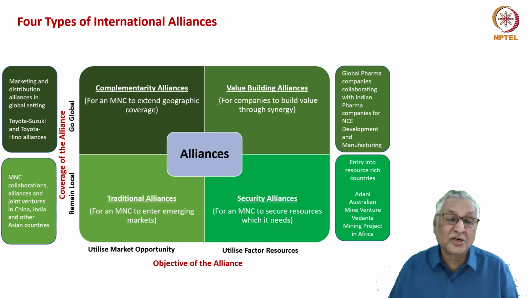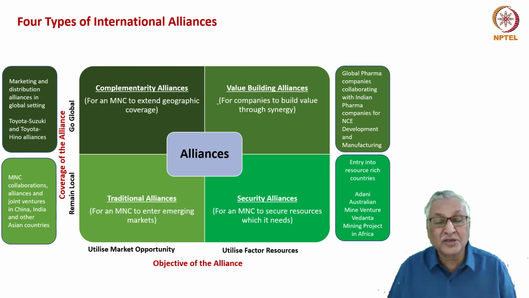Now let's look at a third option, which is the utilization of the market opportunity but on a global scale. And these may be called complementarity alliances. For an MNC to extend geographic coverage, these kinds of alliances will become useful. Marketing and distribution alliances in a global setting. An example being Toyota-Suzuki and Toyota-Hino alliances in passenger cars, sports utility vehicles and trucks respectively.